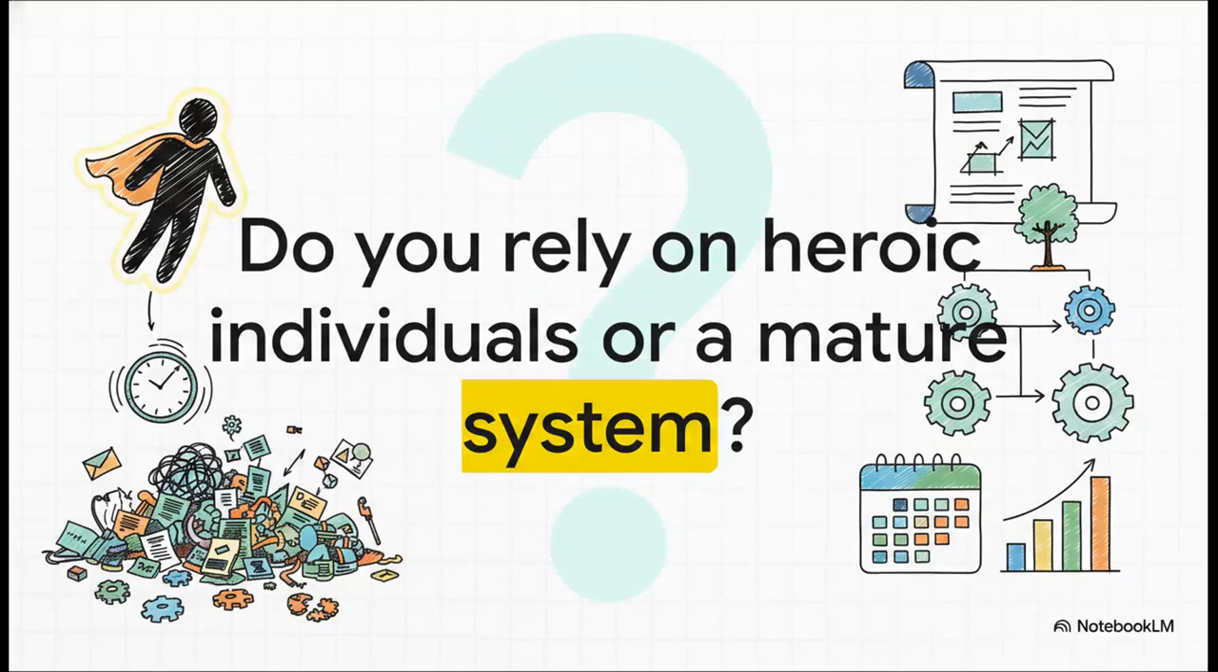Which brings us to a vital question I really want you to take away from this explainer today. Take a second and honestly assess your own workplace right now. Does your organization rely on heroic individuals, or do you actually have a mature system in place? Are you still just hoping a star employee pulls an all-nighter to save the day? Or are you ready to chart a course toward a predictable, optimized system tomorrow? The blueprint is literally right there. You just have to take the first step.